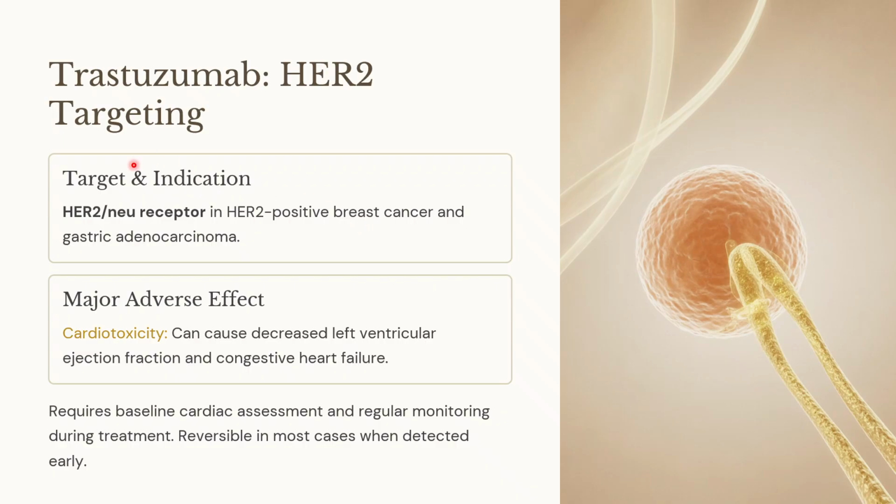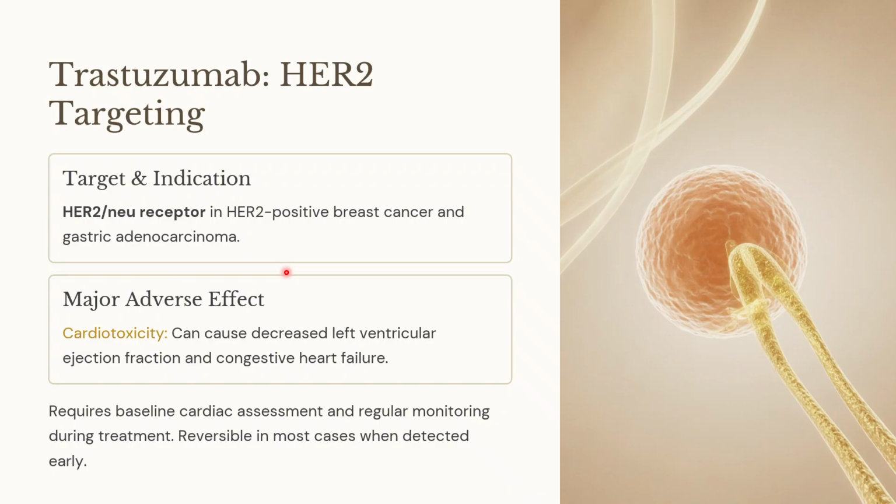And sometimes the HER2 neu receptor is also expressed in gastric adenocarcinoma, and the HER2 neu antagonist trastuzumab is helpful in gastric adenocarcinoma too. What is the side effect? The side effect is that it can cause cardiotoxicity.